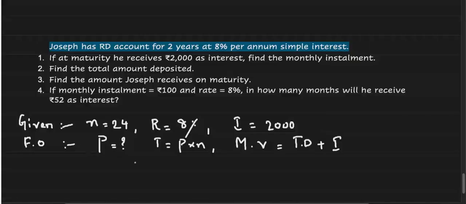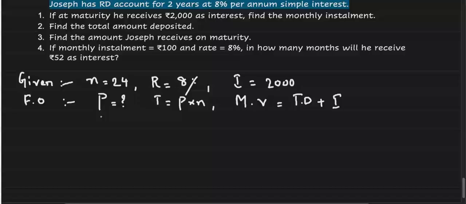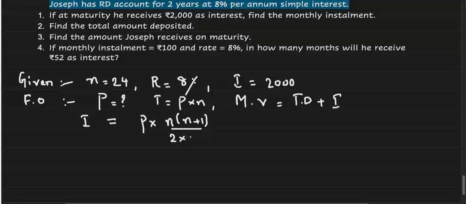So first we will find out what is P. How will you find out P? You need to write the formula. Interest equal to P multiplied by N times N plus 1, divided by 2 into 12 into 100, multiplied by R. This is the formula. Got it?